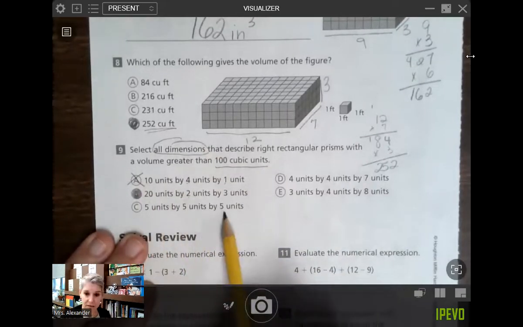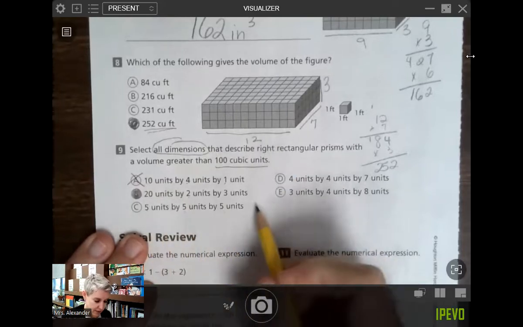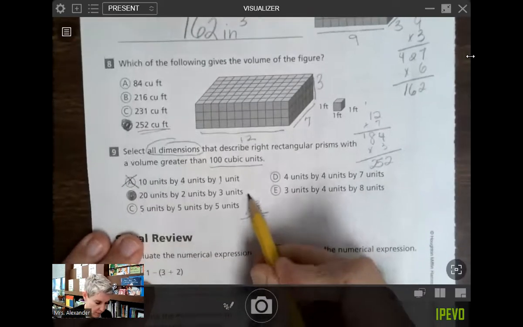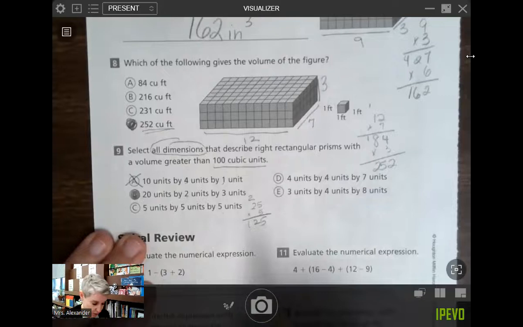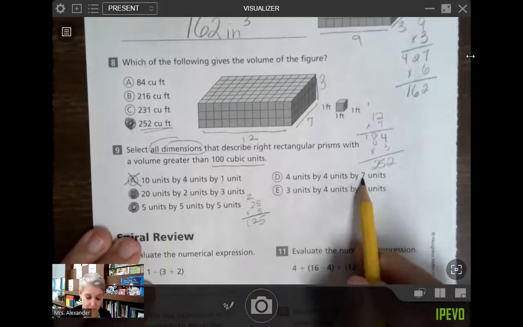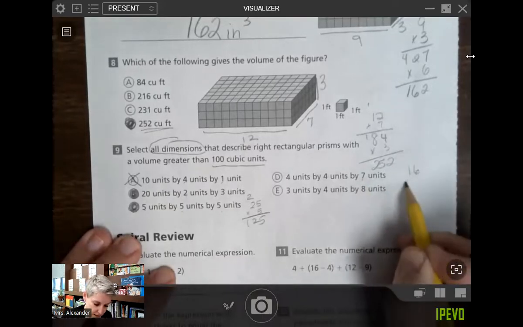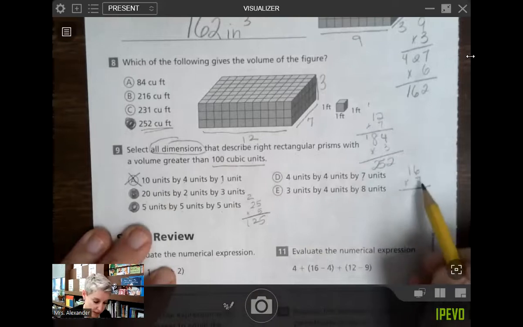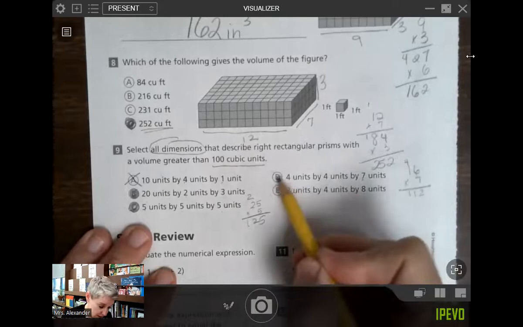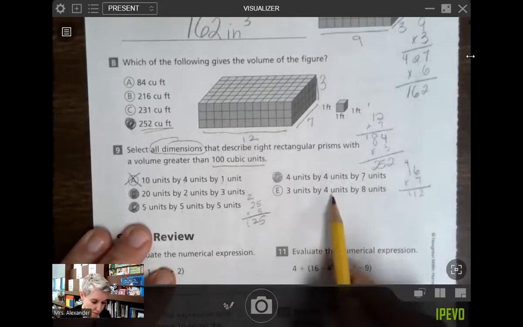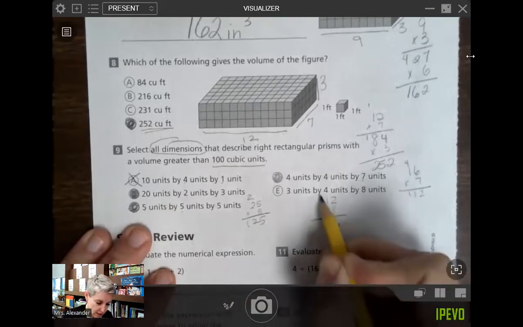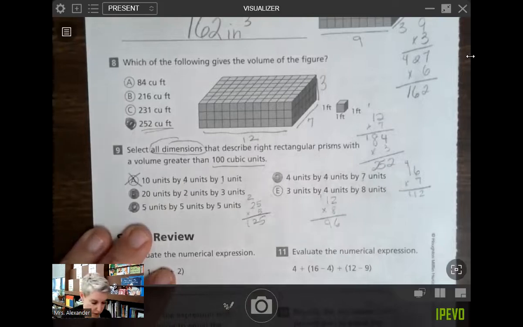5 by 5 by 5. 5 times 5 is 25, times another 5 is 125. So letter C is another good choice. 4 by 4 by 7. Well, 4 by 4, that's 16 times 7. I might have to do a little checking here. 112. Letter D is a good answer. 3 by 4 by 8. 3 times 4 is 12, times 8. Oh, close, but no cigar.